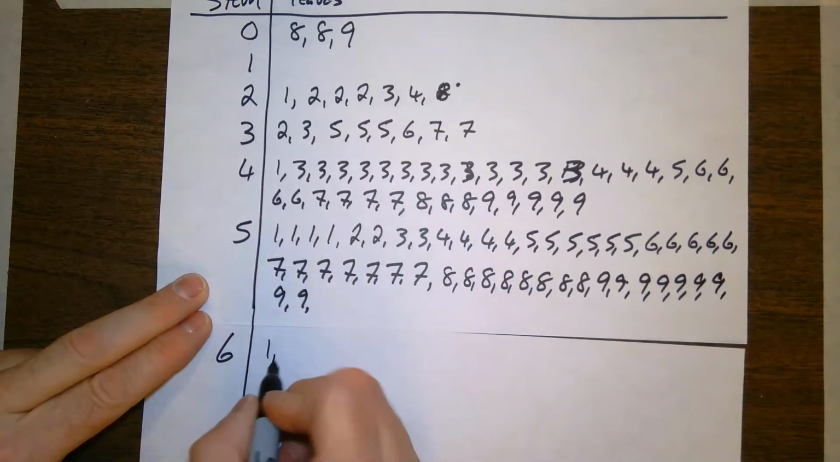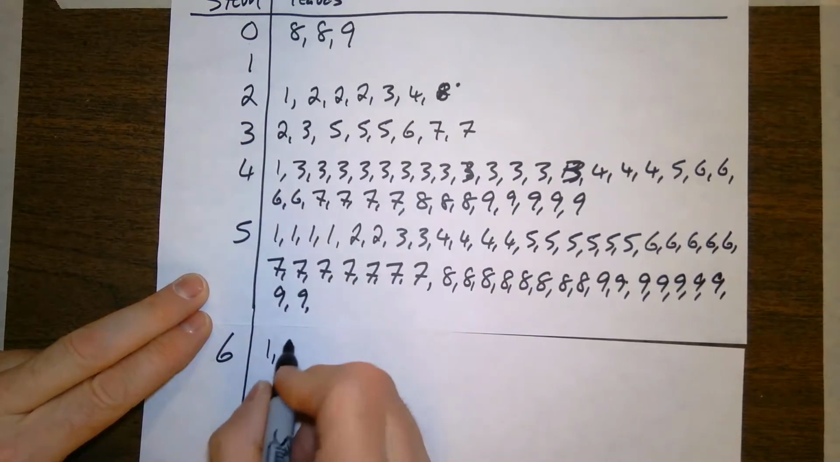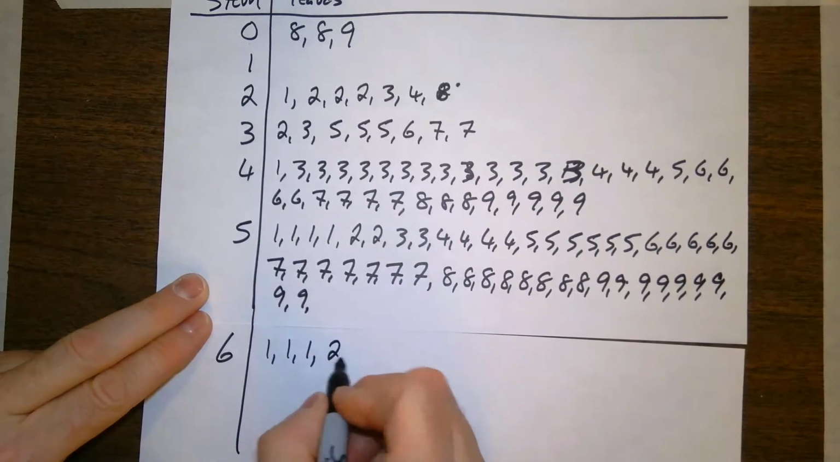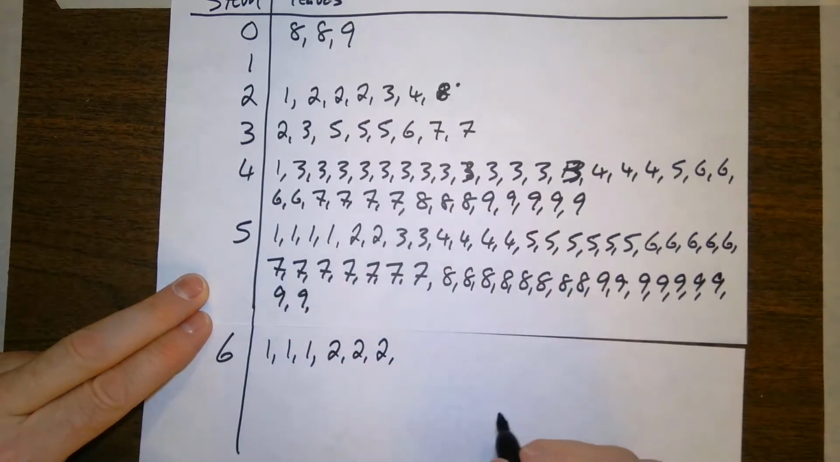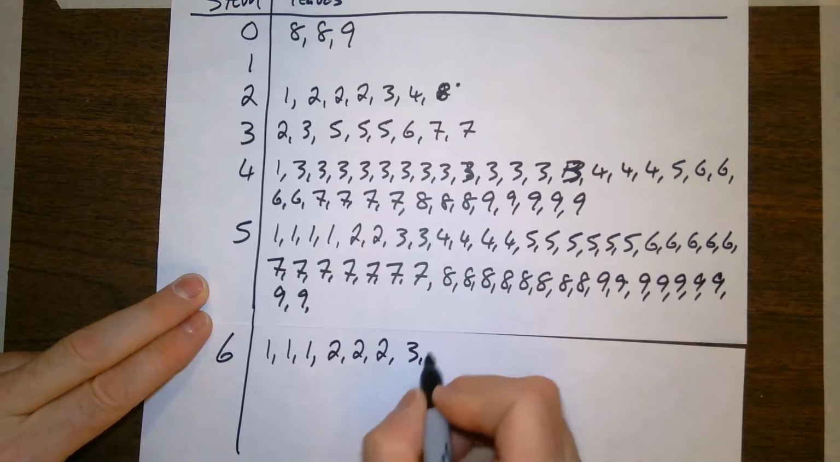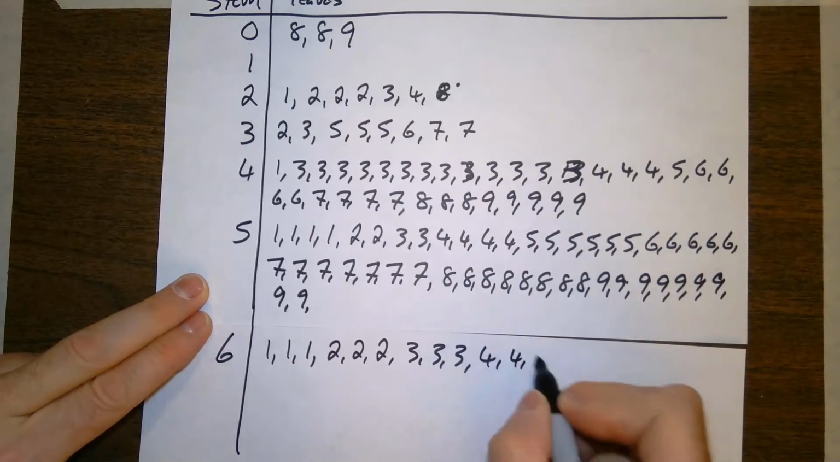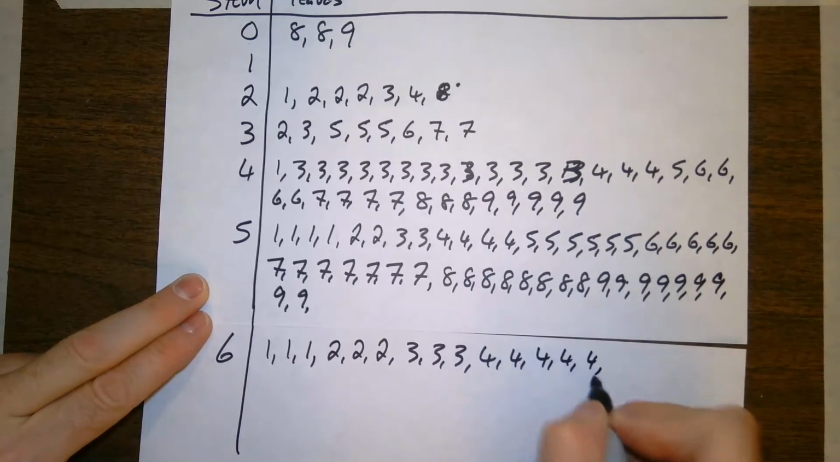There was 3 of them that weighed 60. There was 3 of them that weighed 61. 3 of them that weighed 62. 3 of them that weighed 63. 5 of them weighed 64. 1, 2, 3, 4, 5.